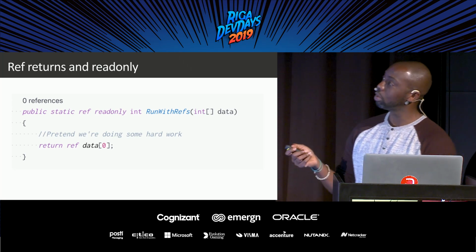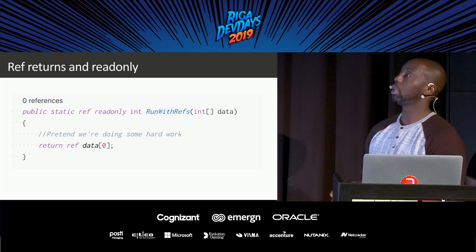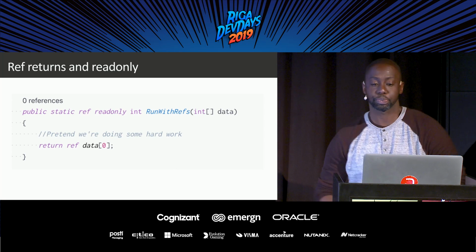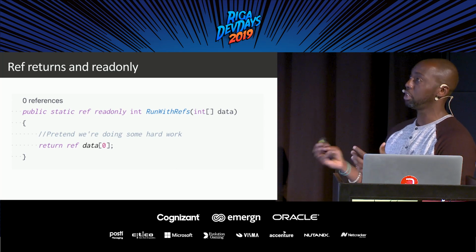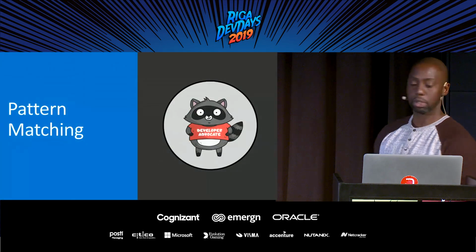Oh, yeah. So now here we can let the compiler know that this is not something that can be changed. And so those are some interesting features that I like in C# 3, and we're going to keep building on those as we go forward.